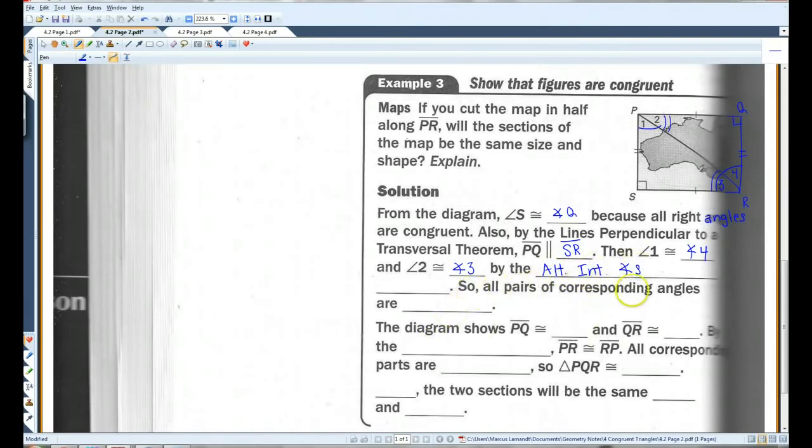Okay, so all pairs of corresponding angles are congruent. These angles are congruent, these angles are congruent, these angles are congruent. So all 3 angles in each of these triangles are congruent. Now, it shows that PQ is congruent to SR, or RS. Doesn't matter which order you write the letters in. QR, it's shown, is congruent to SP. So, also, PR is obviously congruent to itself. That's reflexive property.